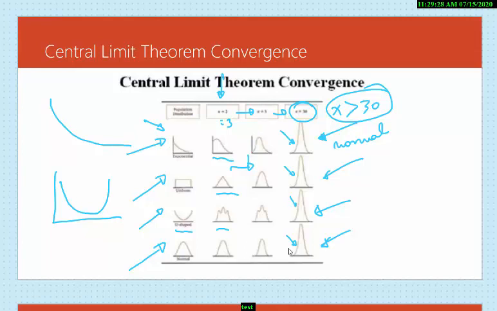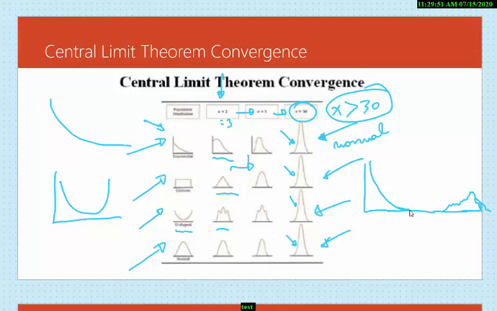There are situations where we cannot use the central limit theorem convergence. There are distributions that are not going to turn normal easily. For example, if you have a distribution that looks like this right here, and at the end, for whatever reason, it has some outliers.